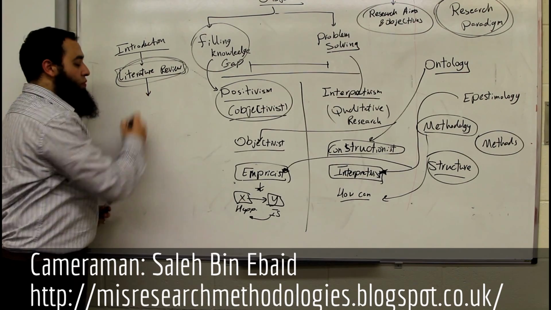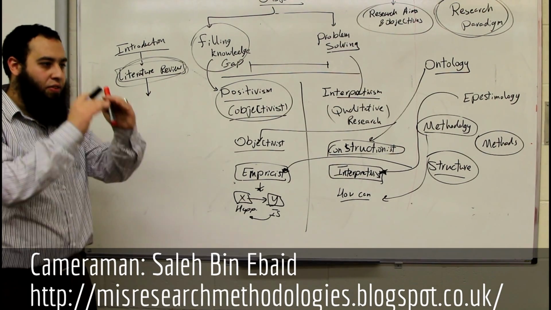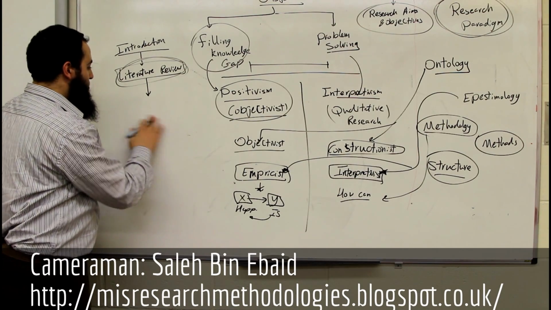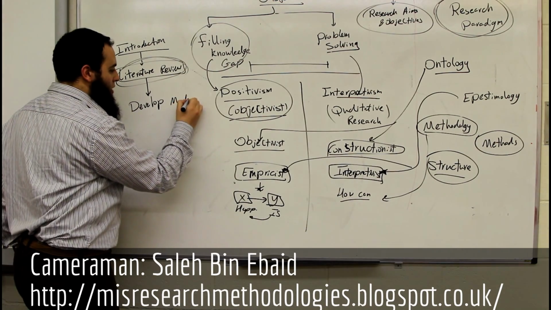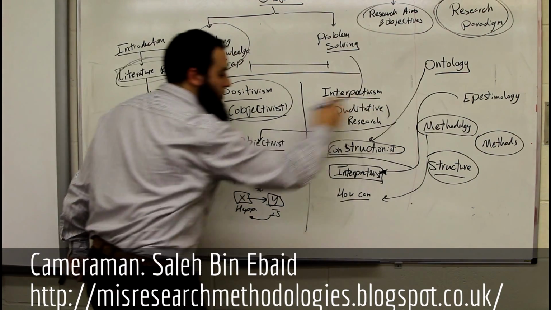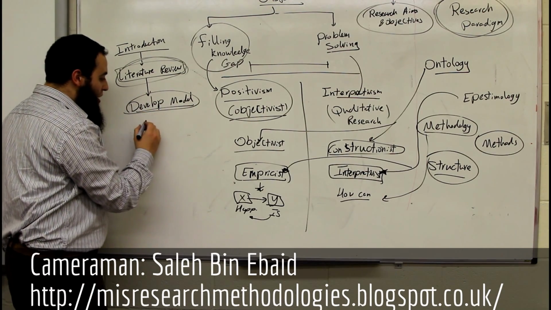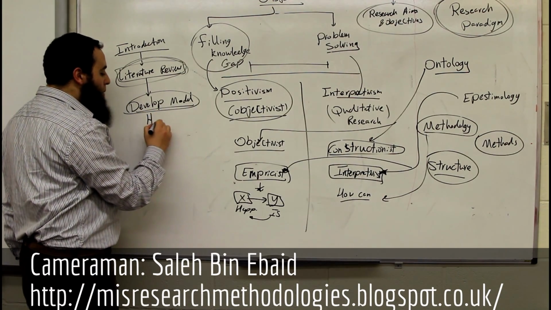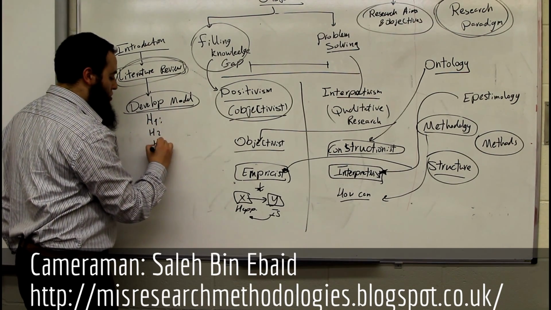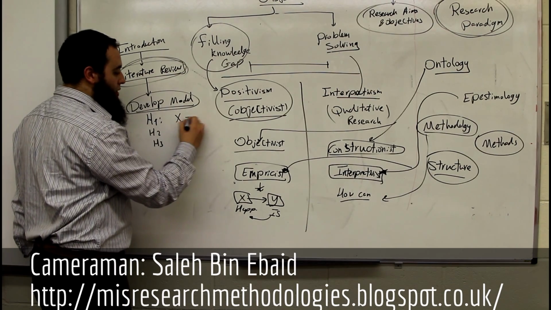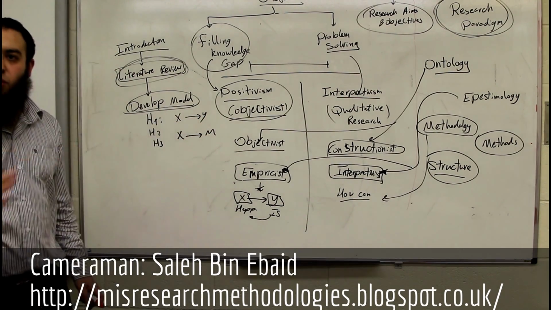After doing the literature review, you try to find the research gap. After finding a research gap, you will next develop a model. What's the meaning of developing a model here? Model here is different from model there. We have talked about that last time. Develop a model means here hypothesis. Testing hypothesis. What's our hypothesis? Hypothesis 1, hypothesis 2, hypothesis 3. Relationship between X and Y, K and M, and the relationship between different concepts.